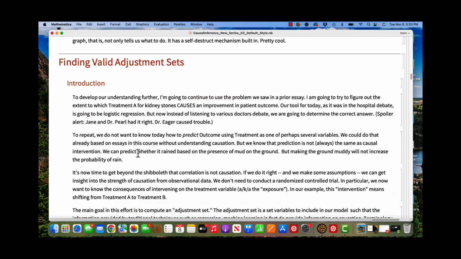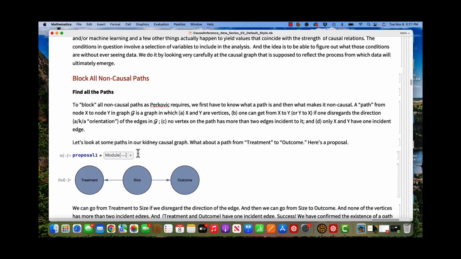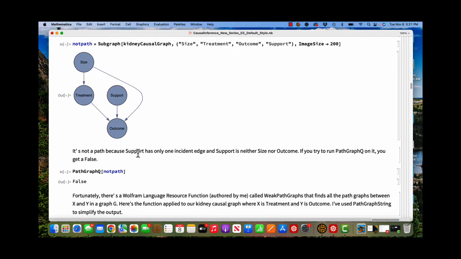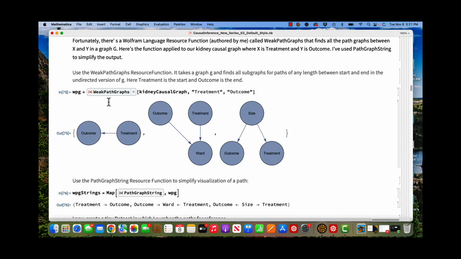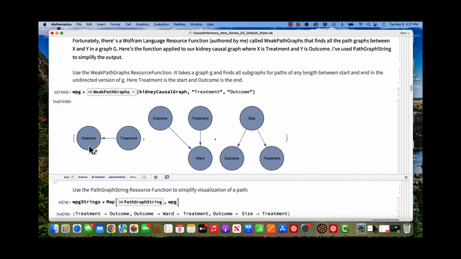Okay, so that's what a path is. And very thoughtfully, there is a resource function, weak path graphs, that will take a graph, take your starting vertex, take your ending vertex, and it will find all the weak paths between them, and it will represent those as graphs. So if I run this, you should see the output already, but there they are, okay?